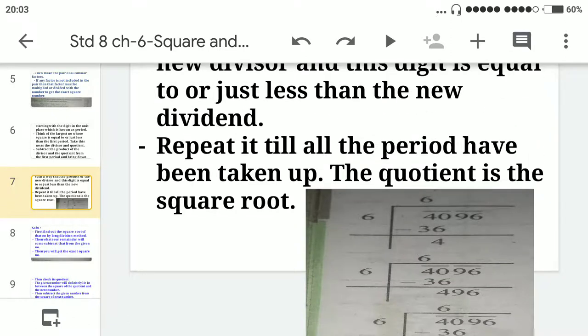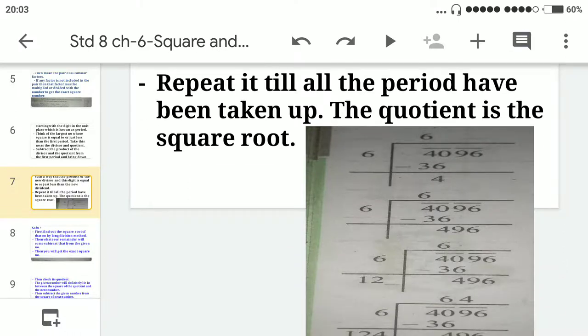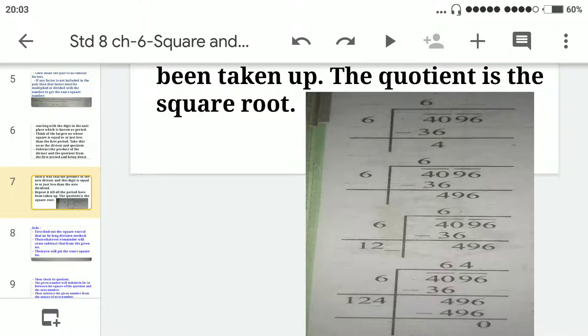So repeat it till all the periods have been taken up; the quotient is the square root. Since there are only 2 periods, with this many steps it is over. If there are more than 2 periods, the steps will be lengthier, but you have to be careful while doing so, and repeat the same process further and further.